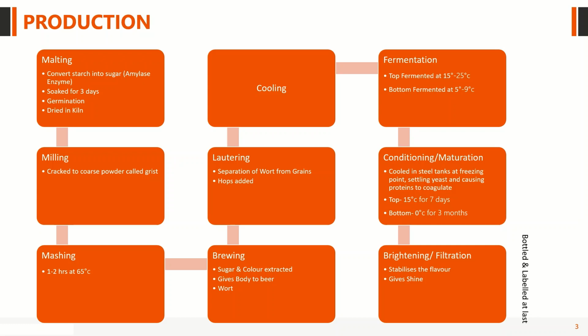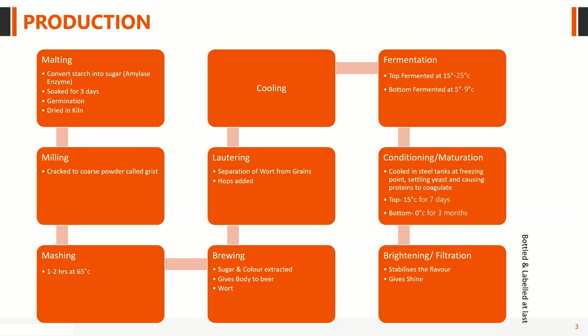Next is milling. In this, grains are cracked to a coarse powder called grist. This is done for better absorption of water. Next, in mashing, this grist is combined with water and heat for 1 to 2 hours at a temperature of 65 degrees Celsius. Then comes brewing. In this, sugar and color are extracted together with non-fermentable substances which give body to the beer. This forms a sweet liquid called wort, W-O-R-T.